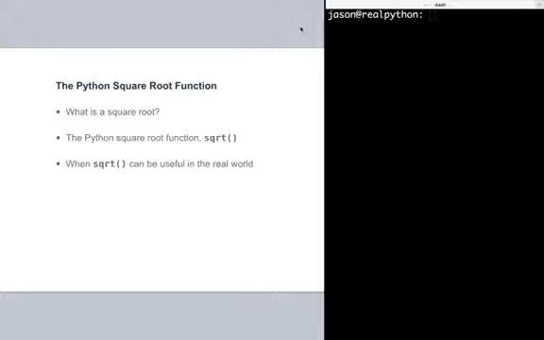I'm going to be looking at Python's square root function. First, we'll take a look at what a square root is. Then we'll take a look at the square root function in Python. And finally, how we can use the square root function in a real-world example.